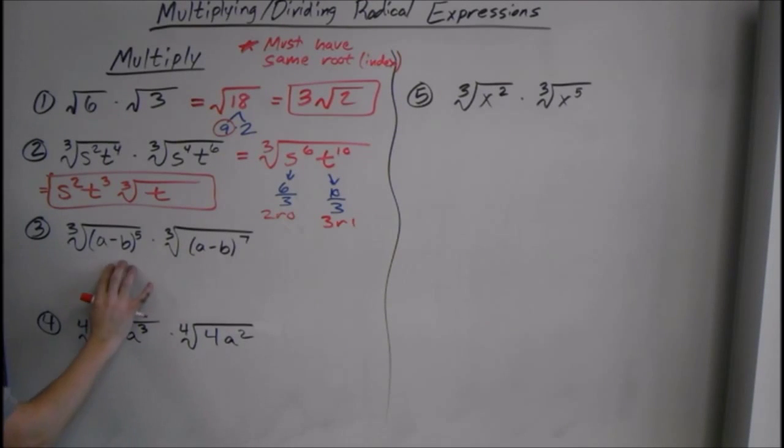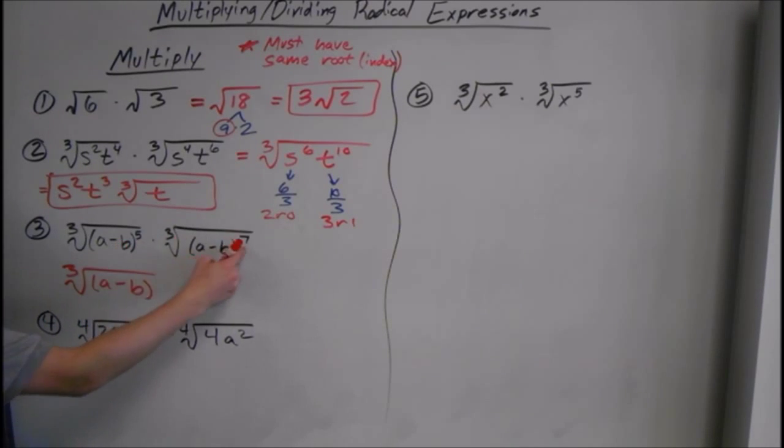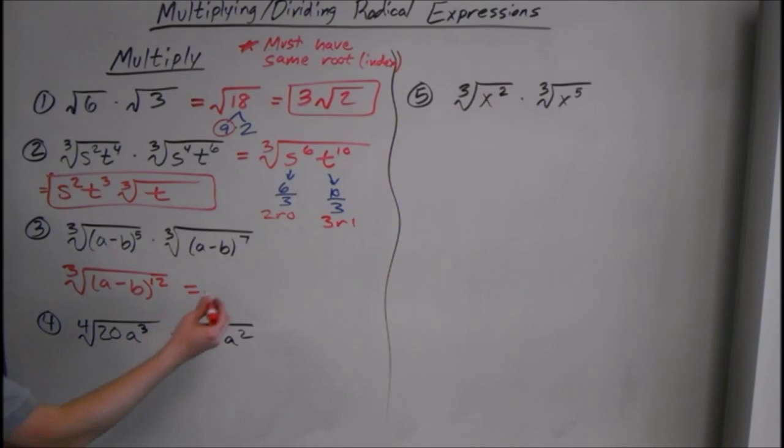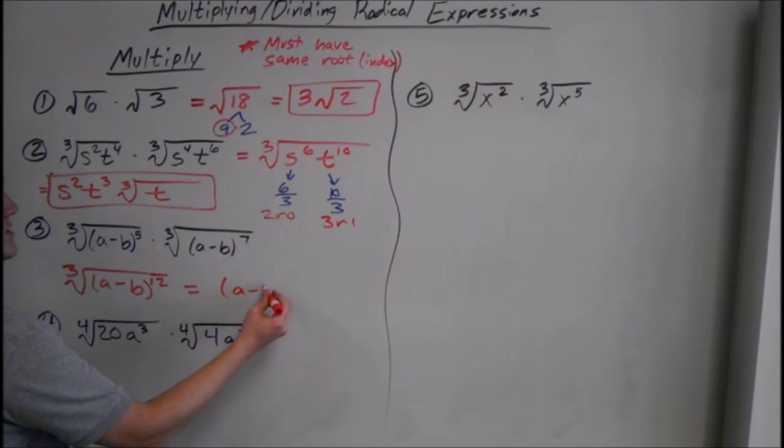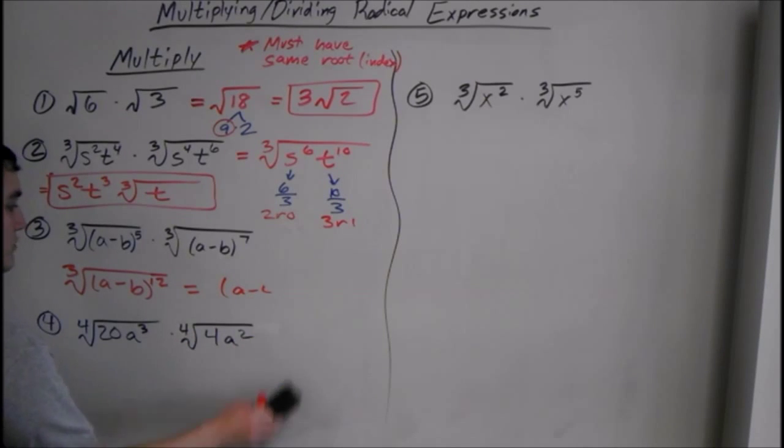Continuing on, same thing here. We have a minus b to the 5th and a minus b to the 7th. We can combine those, so we have the cube root of a minus b to the 5 plus 7, 7, 8, 9, 10, 11, 12. And that will leave us with a minus b. 12 divided by 3 is 4, so a minus b to the 4th power.